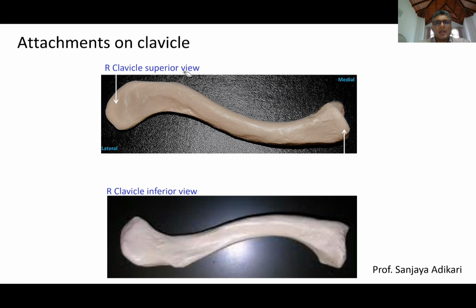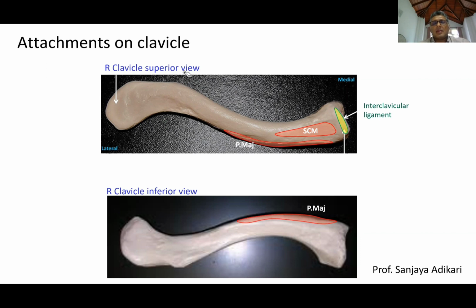Now when it comes to attachments to the clavicle, on the medial end, the superior surface, the clavicular head of the sternocleidomastoid is attached. Then there's a ligament which is called the interclavicular ligament, between the two clavicles, it is attached.